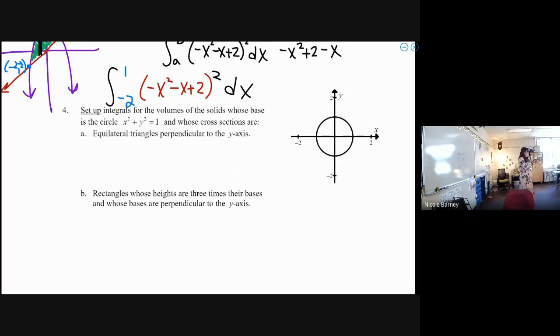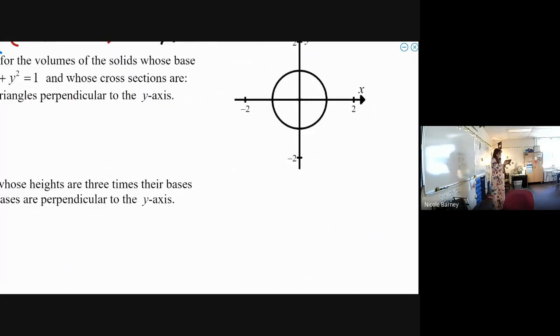Okay, we're going to set up the integrals for the volume of a solid whose base is the circle, and whose cross sections are equilateral triangles perpendicular to the y-axis. It has a cross section that looks like this, right? It's a cone, basically, and it's perpendicular to the y-axis. They're triangles.